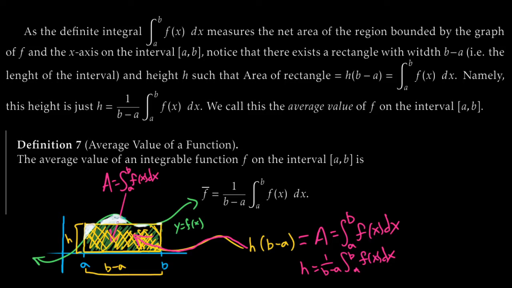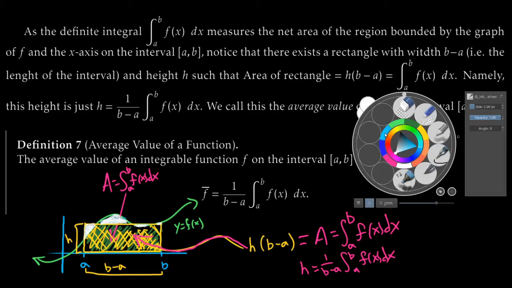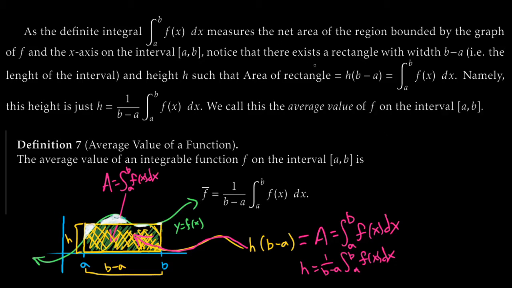Okay, so this is the idea of the average value. That is, what we are looking at is the height of a rectangle. So the width of the rectangle is b minus a, the length of the interval. The height h is such that the area of the rectangle is equal to h times b minus a, and if we're setting that equal to the integral from a to b of f of x dx, we get that the height is just 1 over b minus a times the definite integral from a to b of f of x dx. We're going to call this height, the height of this rectangle, the average value of f on the interval ab.